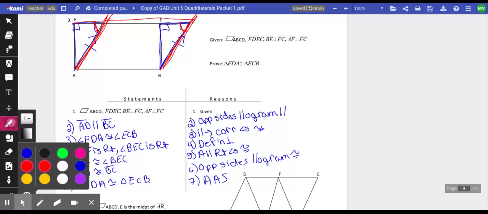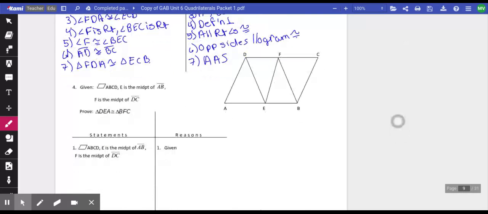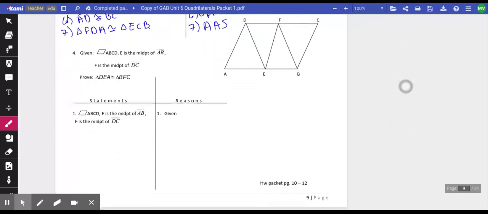I then knew that I had perpendicular lines, so angle F is right, and angle BEC is right, definition of perpendicular. Therefore, F is congruent to BEC. AD is congruent to BC, opposite sides of a parallelogram are congruent, and triangle FDA is congruent to triangle ECB by angle, angle, side. One more proof for today, and then we are done. So please pause and try this proof and come back and check it.